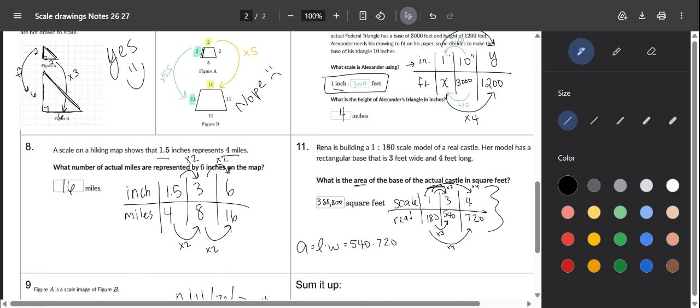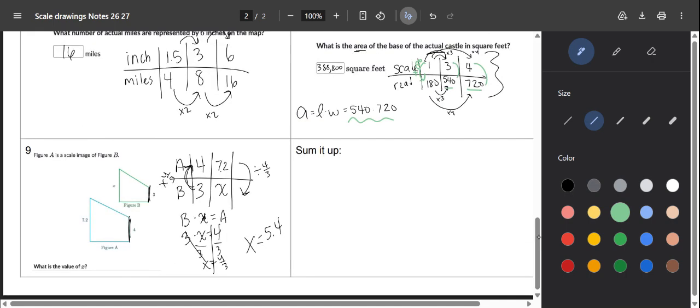Would it be acceptable if I didn't want to go from one measurement on the scale to the next? Could I go from scale to real? Absolutely. I could do scale times 180, which would mean I would do 3 times 180 and 4 times 180. That will still get me 540 as the width, and 720 as the length. Once I know the length and the width, I can multiply them to get the area.